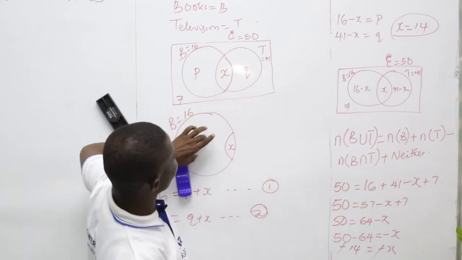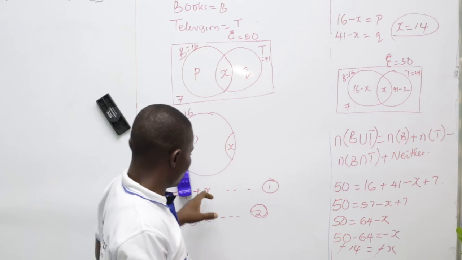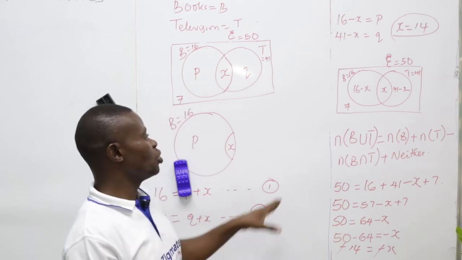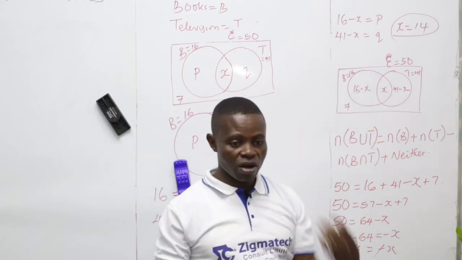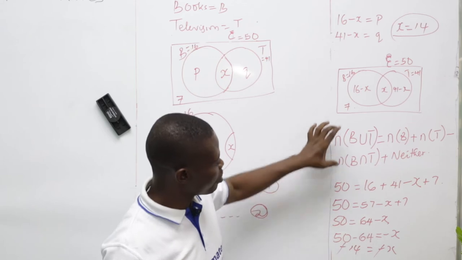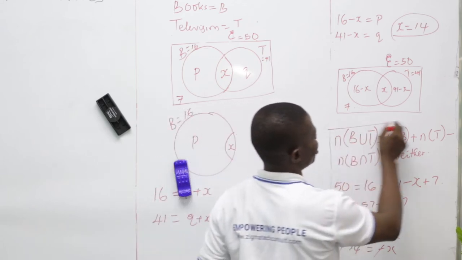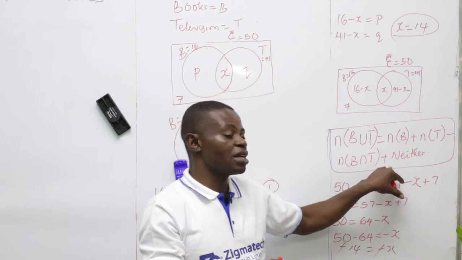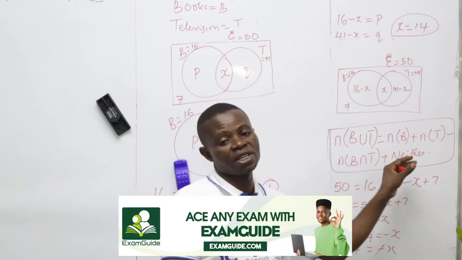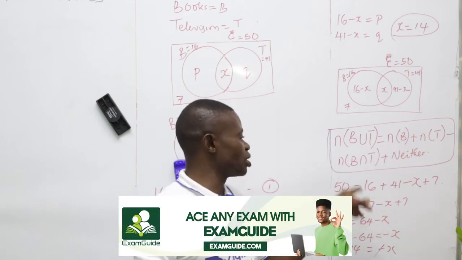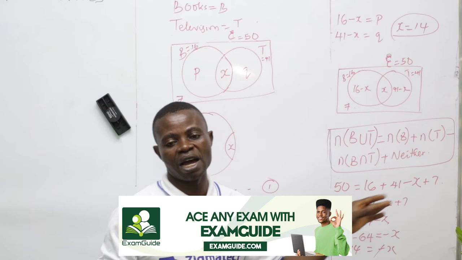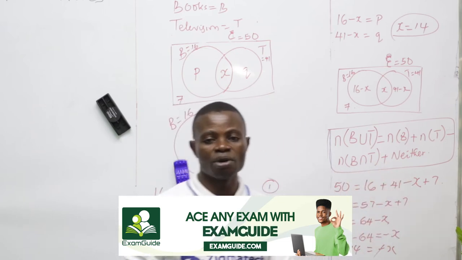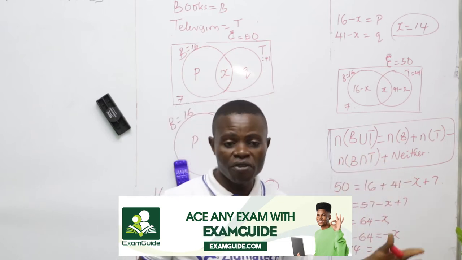Now to conclude, the one with the diagram, the one we called equation 1, equation 2, is another method. It's your choice. If you prefer this, just know this formula. But be very careful. Whenever there is no neither in a given question, don't bother yourself saying plus neither. You just end with minus the intersection, the number of people that were involved in both things.